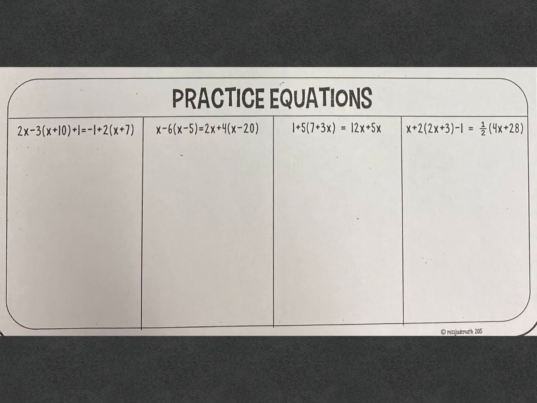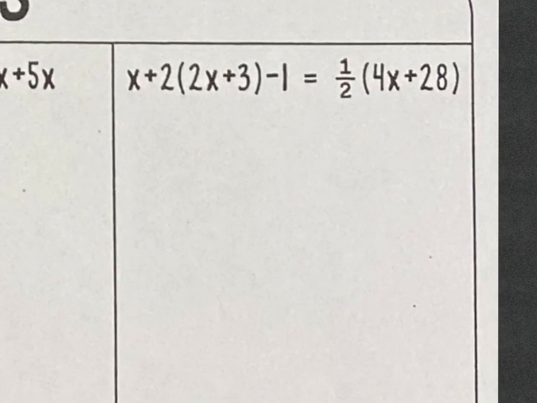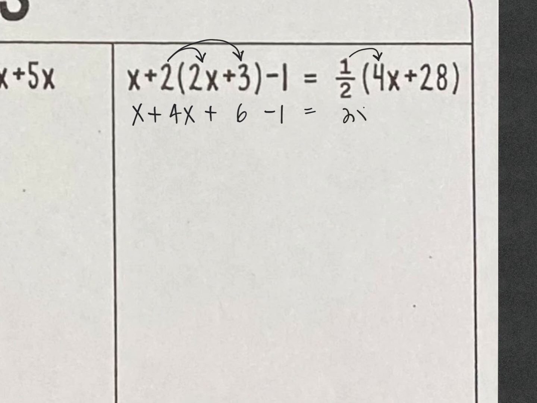The last problem here, number 4. So we will distribute on both sides, and we don't have too many negatives. So distribute the 2 here. So x plus 2x times 2 is 4x. 2x times 3 is 6. Then bring down our minus 1. 1/2 times 4x would be 2x. Half of 4x. Half of, because multiply means of, half of 28 is 14.